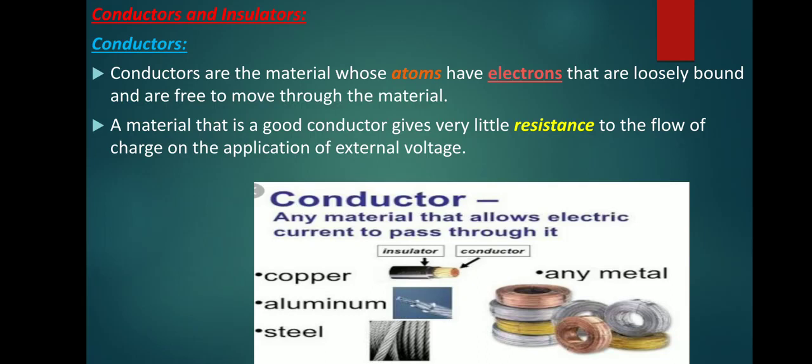Examples of conductors. Silver is the best conductor of electricity. Copper, steel, gold and aluminum are good conductors of electricity. Mercury is an excellent liquid conductor. Gases are not good conductors of electricity because their atoms are quite far away.